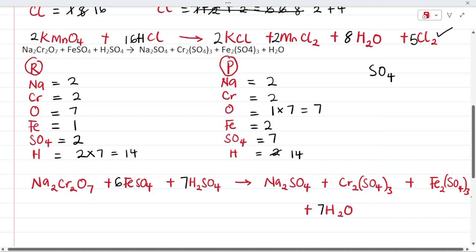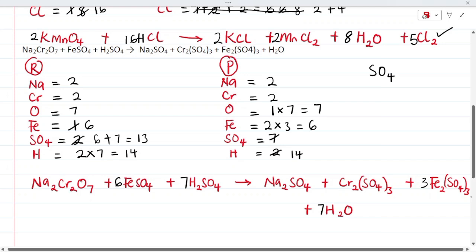If iron is 6, that means here is no longer 1, it's now 6. Here, I need to multiply by 3 to give 6. So I multiply by 3, I come to have iron on the product side, and I place a 3 there. So now again, remember the solution, recount. Sodium is still 2, chromium is 2, oxygen is 7, iron is 6. For our sulfates, we have this no longer 2. We have 6 from here plus 7 from here. That gives a total of 13.